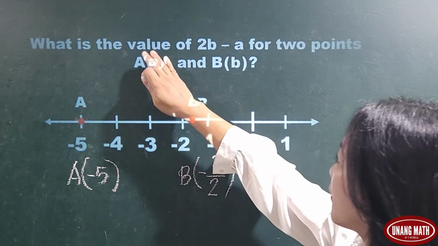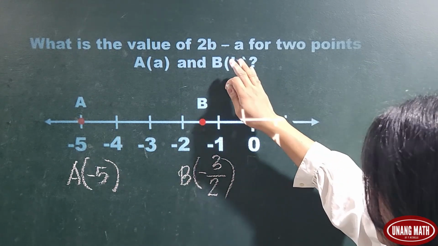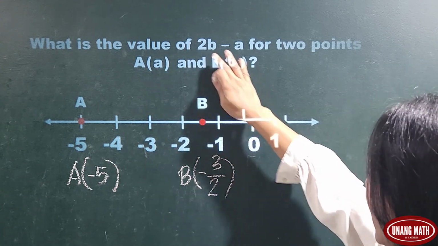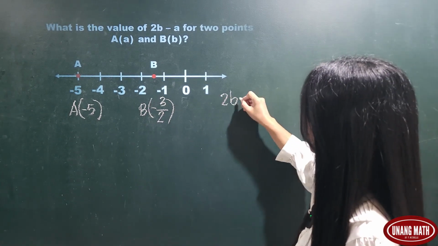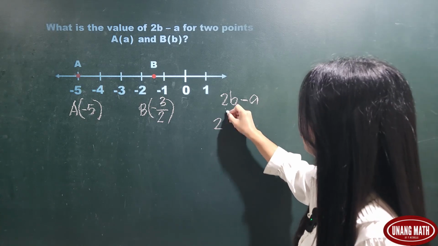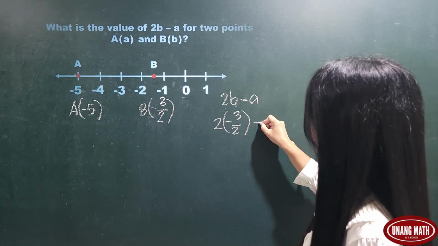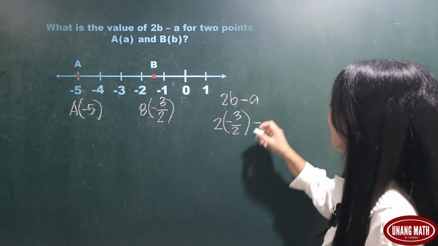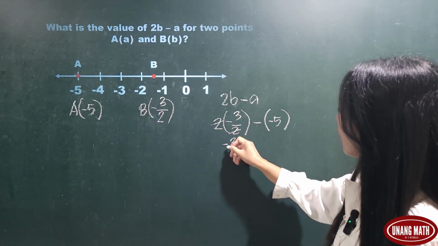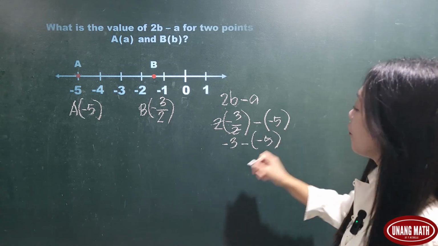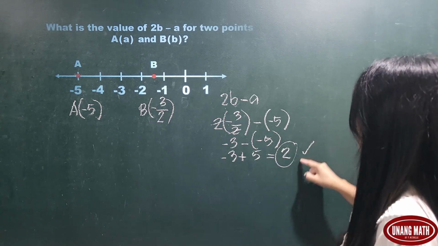Okay, now we will find the value of 2b minus a. So we are just going to substitute the value of a and b in this expression. So we have 2b minus a. So 2, and what is b? This is negative 3 over 2. Okay, minus a, which is negative 5. So minus negative 5. If we simplify, this is negative 3 minus negative 5. So negative 3 plus 5, and now that's equal to positive 2.